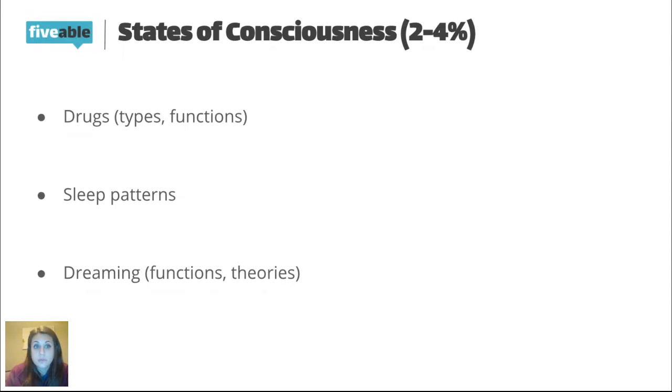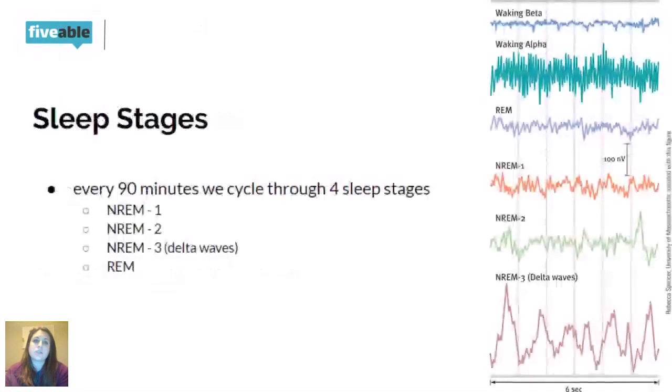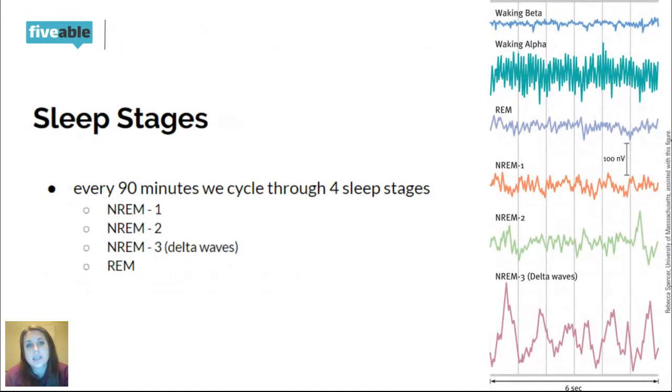Make sure you review the sleep stages, NREM 1, NREM 2, NREM 3, and REM. Know what's happening at each stage and how we progress through it throughout the night. That would be important. And then lastly, just refresh your memory about dreaming and the different functions or theories behind why we dream. I particularly highlighted the sleep stages because I think they're probably the most important thing from this unit.